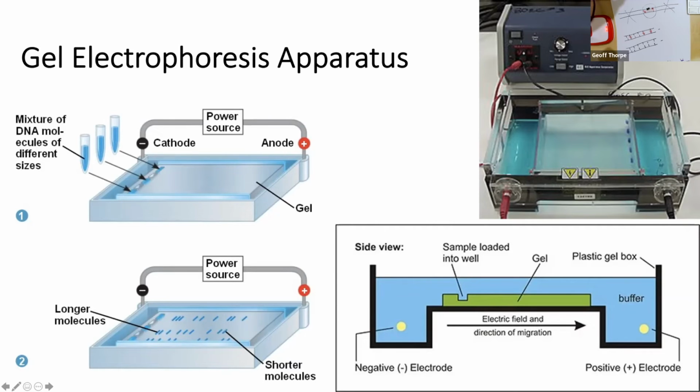This shows you a bit more of a 3D image. We'll have several wells along the top that we'll load our DNA samples into. Then when we turn the gel on, that's going to move along. So if we have DNA fragments in our sample that were all different sizes, the shortest ones will have traveled the furthest. The longest bits of DNA will have only traveled a little bit here.